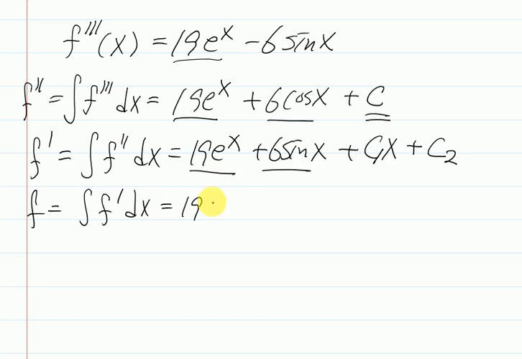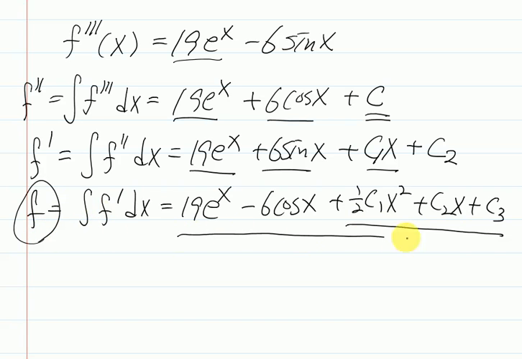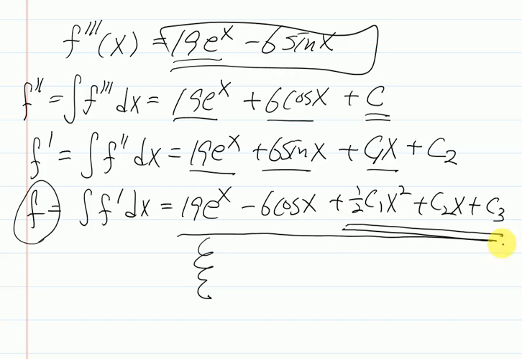So this one becomes 19 e to the x and minus 6 cosine x, like you found. But this one is actually the antiderivative of x, which is 1/2 x squared, right? So 1/2 c1 x squared plus c2 x plus c3, right? So now for checking, when you take the derivative of f, the derivative of this entire one, 3 times, then you get this one, right? You are going to lose those quadratic function parts, right?